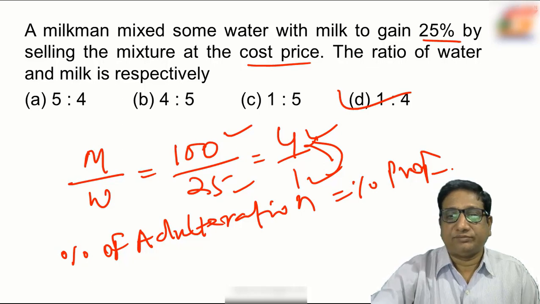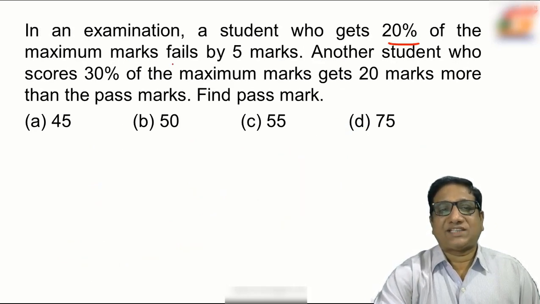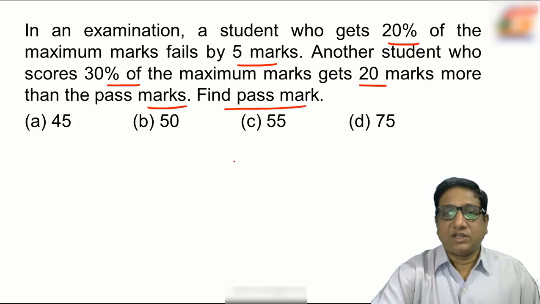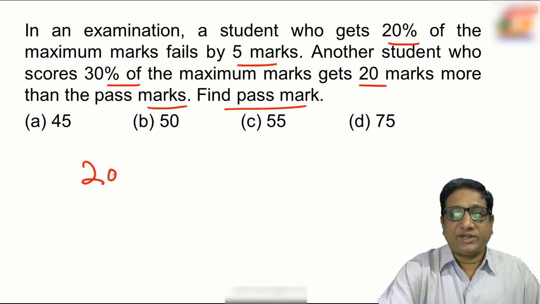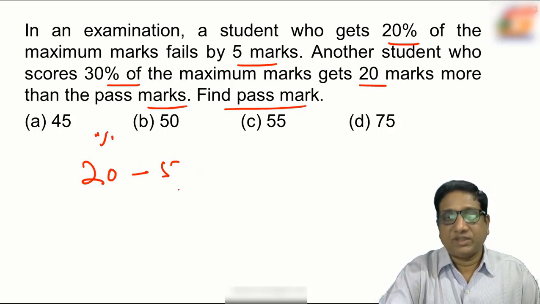Choice D. In an examination, a student who gets 20% of the maximum marks fails by 5 marks. Another student who scores 30% of the maximum marks gets 20 marks more than the pass marks. Find the pass mark. One student who gets 20% marks fails by 5 marks, means his mark is 5 marks less than the pass mark, that is -5.